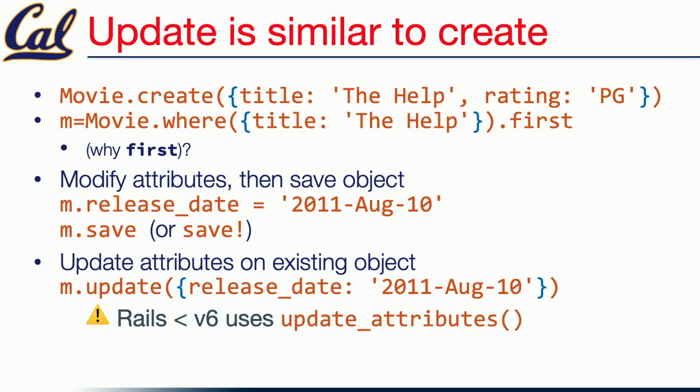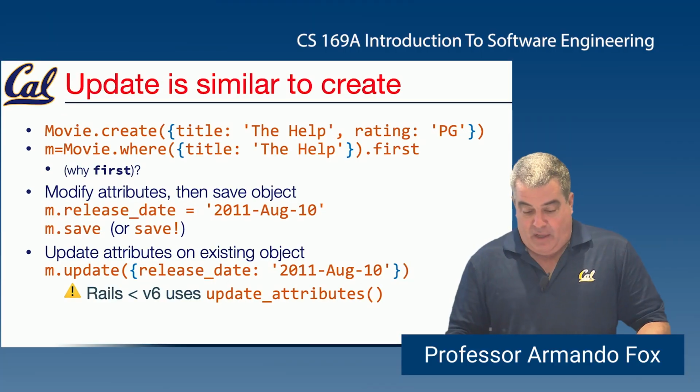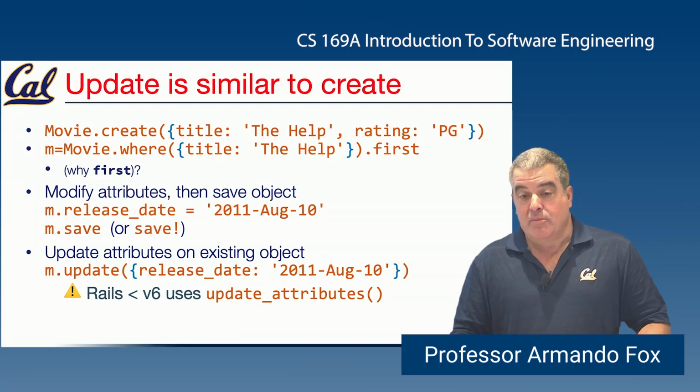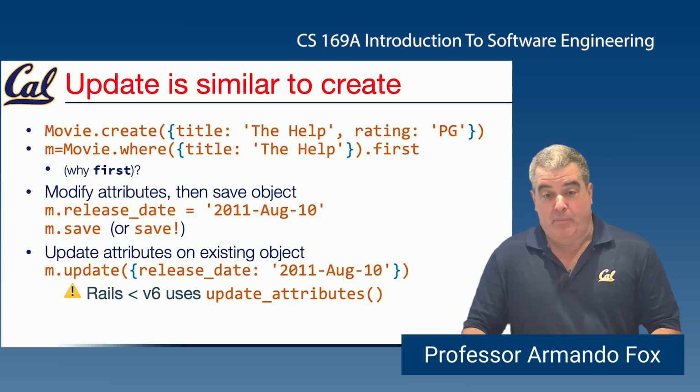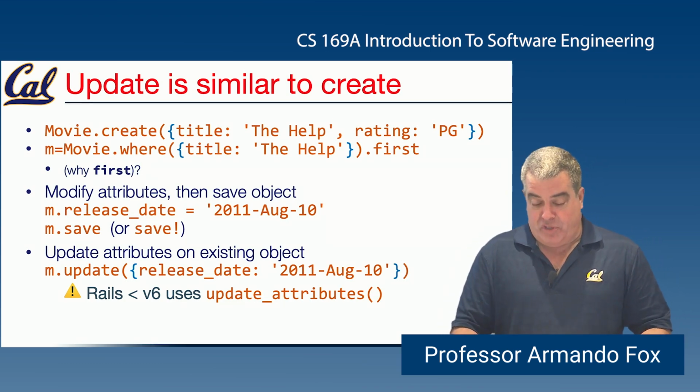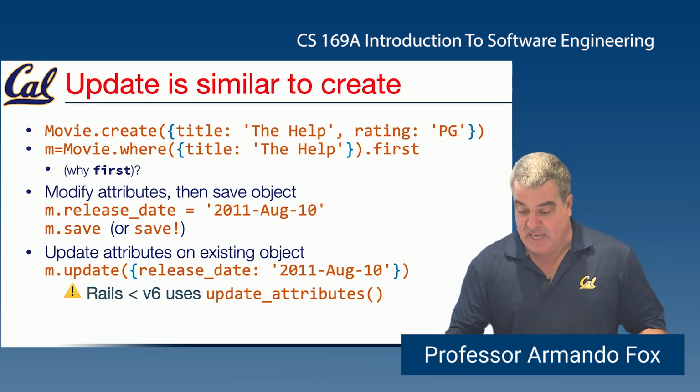Note, if you are reading code before version 6.0 of Rails, the update method of Active Record was named update attributes. So sometimes you will see update attributes if you're looking at an app that was built with an earlier version of Rails than Rails 6, but it does exactly the same thing.